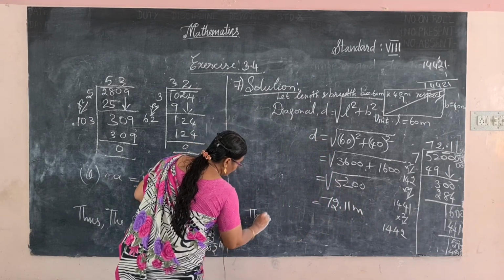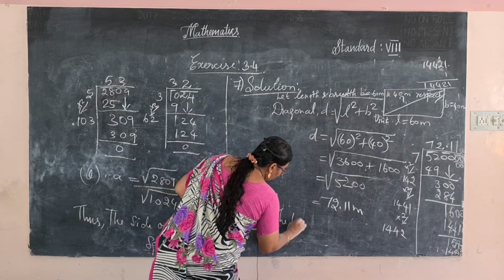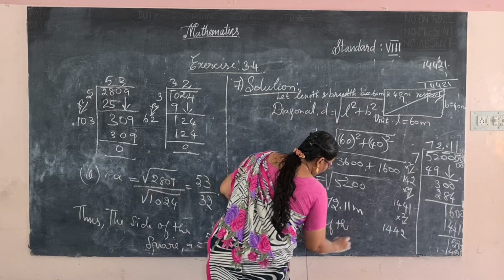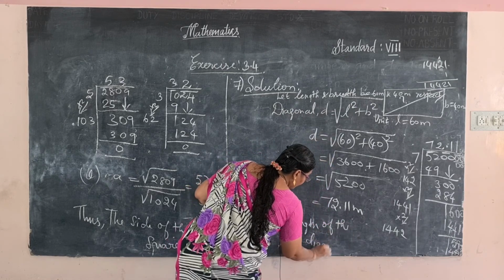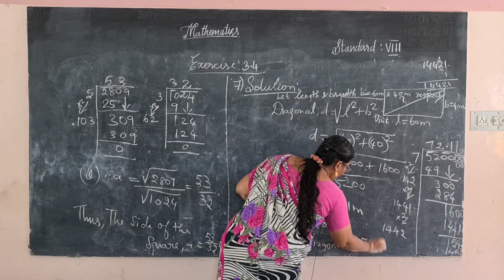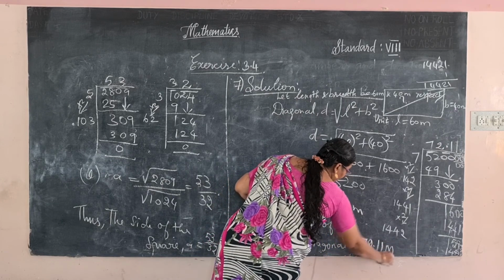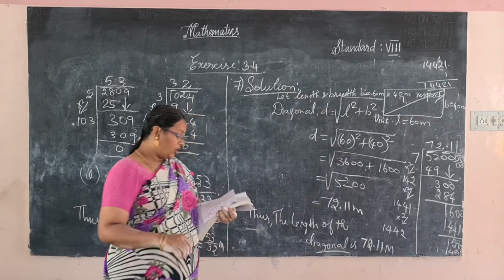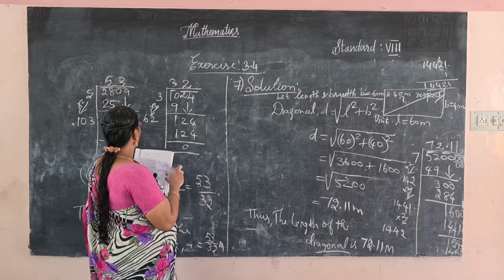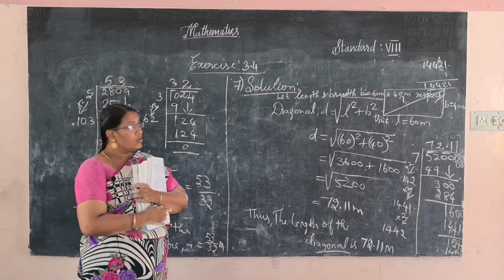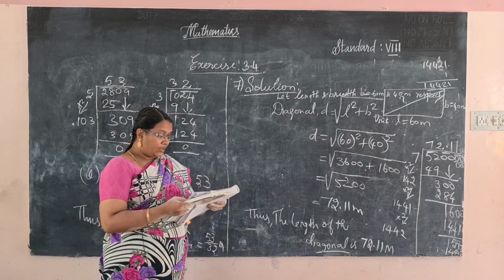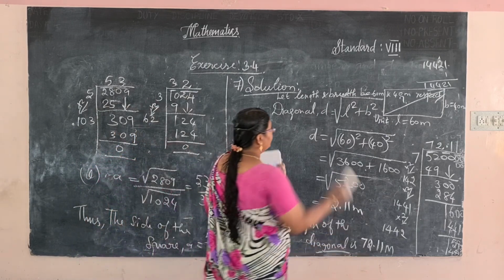Thus the length of the diagonal is 72.11 meter. Okay, I hope you have understood today's concept, the square root of fractions and the square root of a product, and exercise 3.4. I will give the homework on that.